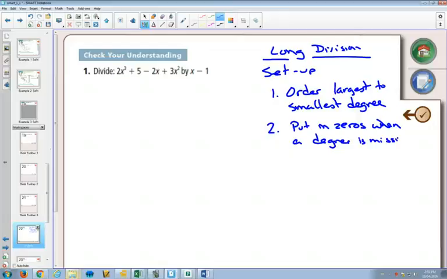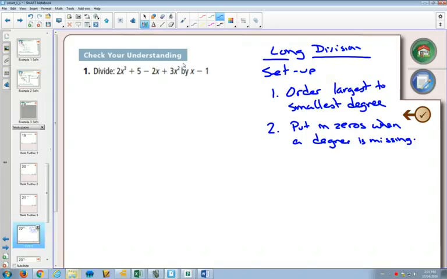Now, this doesn't happen in this case because we go from degree 3, degree 2, degree 1, degree 0. Every degree is present in our example. But what we're going to do as far as setting up our long division, if something was missing, if there was no x squared, we'd put a 0x squared in just to hold that place.